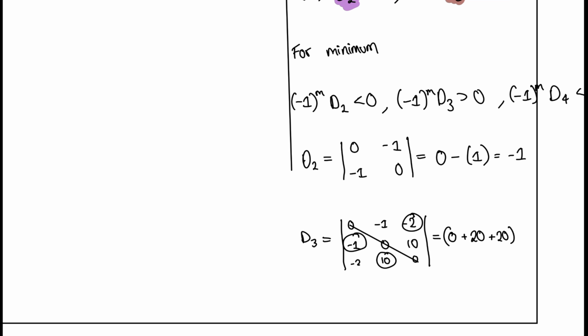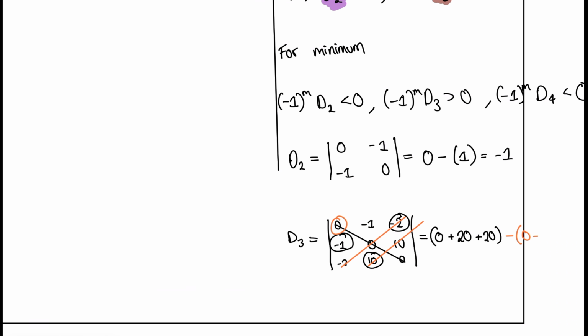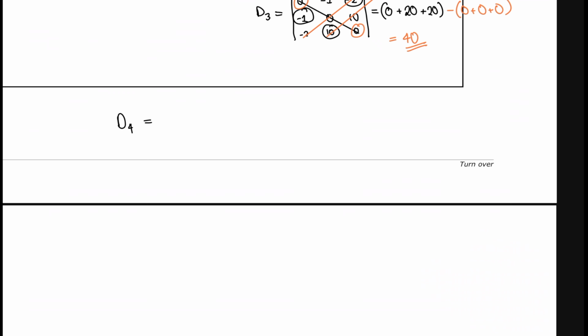And then what we have to do is these diagonals. So minus 2 times 0 times minus 2, which is just 0. And then 10 times 10 times 0, which is just 0 again. And then 0 times anything is just 0. So we get 0 over here. So the determinant of D3 is just 40. We now work out D4.